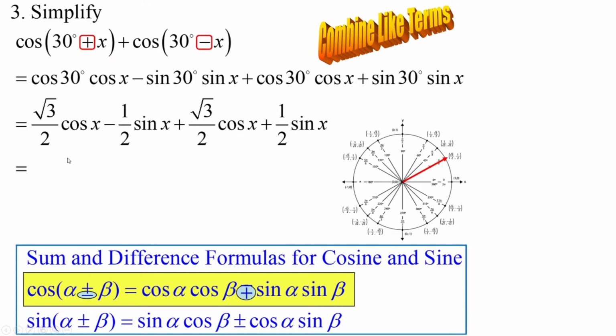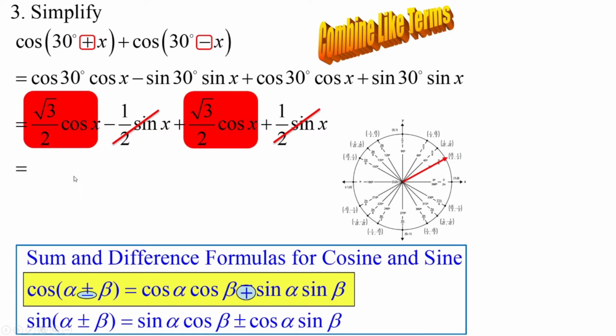Now, let's combine our like terms. All right, so let's see. Do you see the negative 1/2 sine of x and the positive 1/2 sine of x? Those would cancel. And then I have root 3 over 2 cosine of x plus root 3 over 2 cosine of x. If I combine those, I've got root 3 cosine of x. So there it is. Very cool.